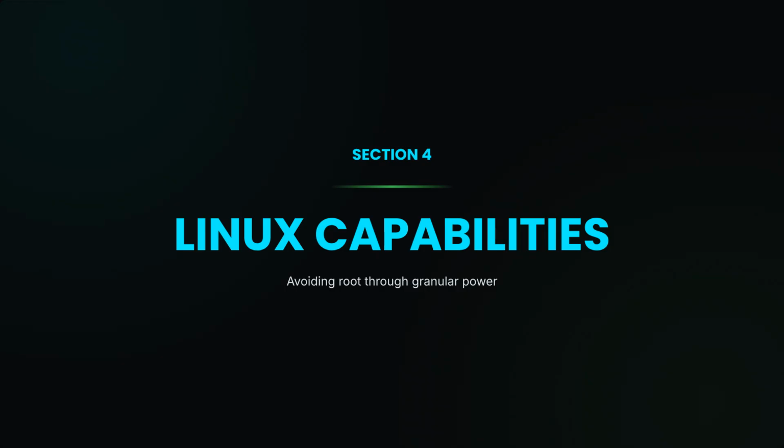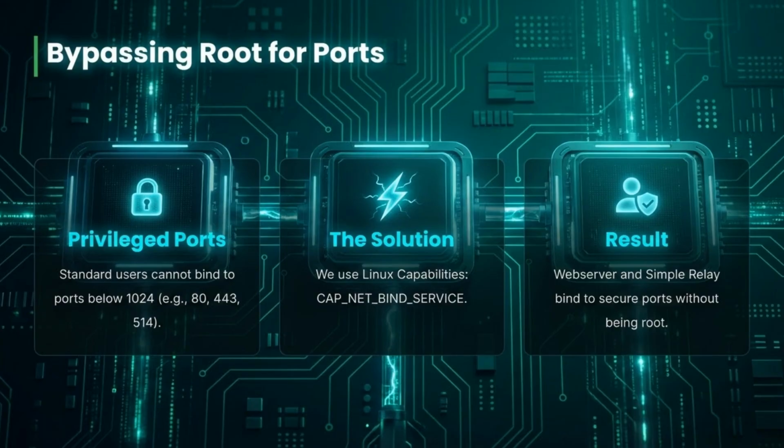Section 4, Linux Capabilities, demonstrates how to avoid root access through granular power assignments. Standard users cannot bind to privileged ports below 1024. We bypass root using the Linux capability cap_net_bind_service, allowing the web server and simple relay to bind to secure ports without root.